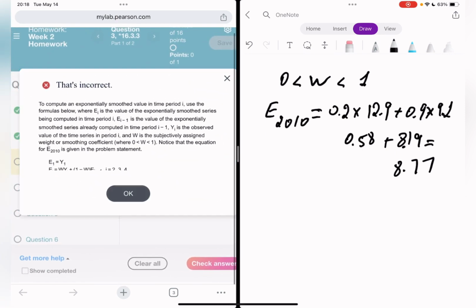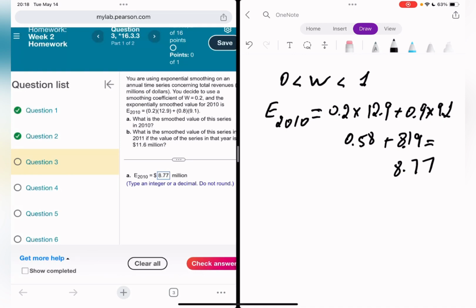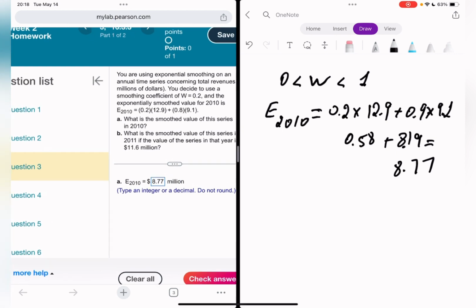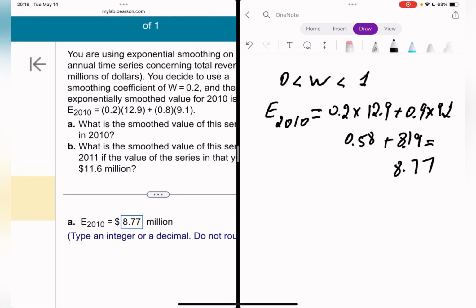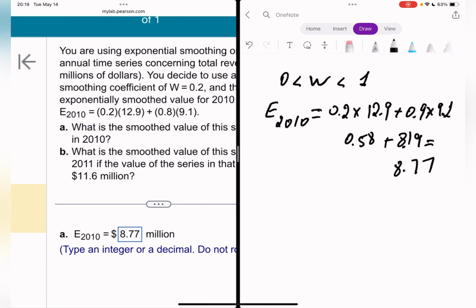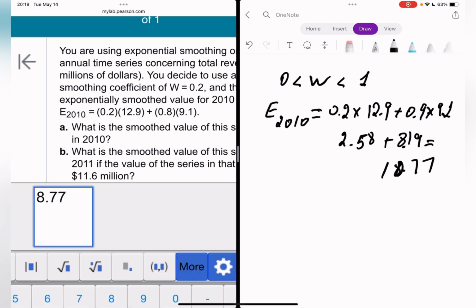It looks like we did something wrong. All right, let's calculate one more time. 0.2 times 12.9 is 2.58. Why did I get 0 before? Okay, 2.58, and then we add 8.19. That's 10.77. Okay, let's correct it.